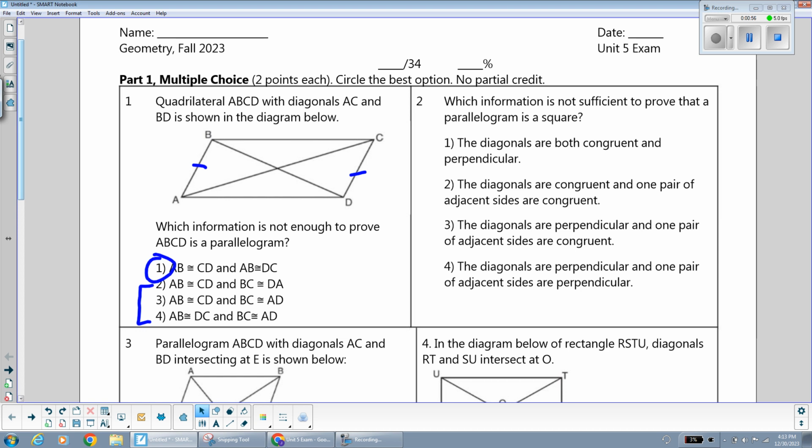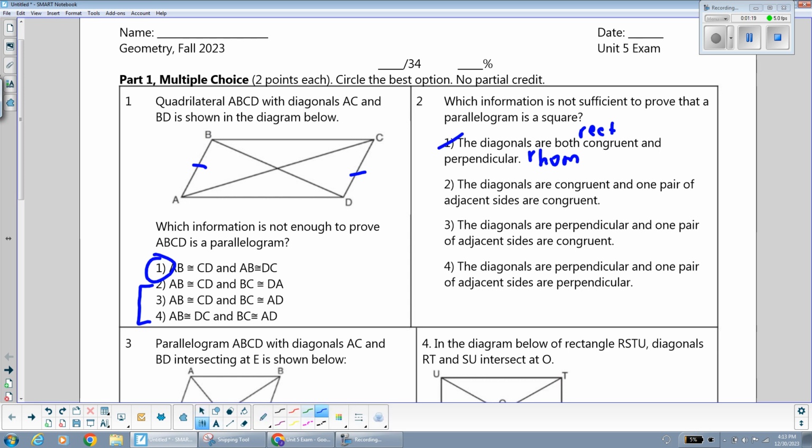a rhombus and a rectangle at the same time. So we're looking for the answer choice that does not have both a rhombus and a rectangle property. So the diagonals are both congruent. Congruent diagonals is a rectangle property. And perpendicular, that's a rhombus property. So this choice is a square because it does have a rectangle and a rhombus property.